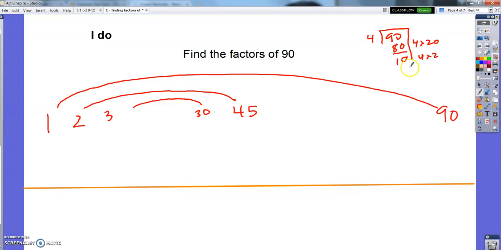4 times 2 is 8, and I can't do that. I'm going to get a remainder, so I can't do 4 times anything and get 90, so that's out. 5, I know I'm going to be able to do 5, right? Because anything that ends with 0 or 5 can be done that way. So let me try 5.